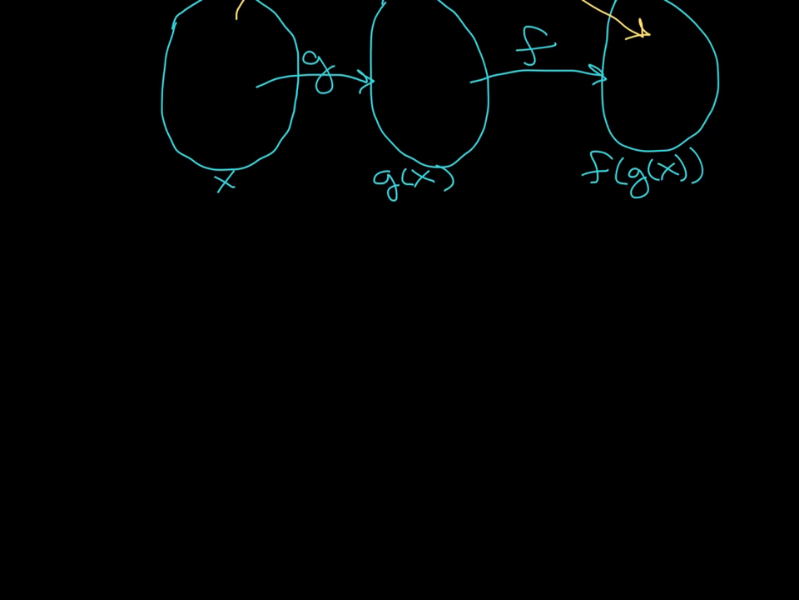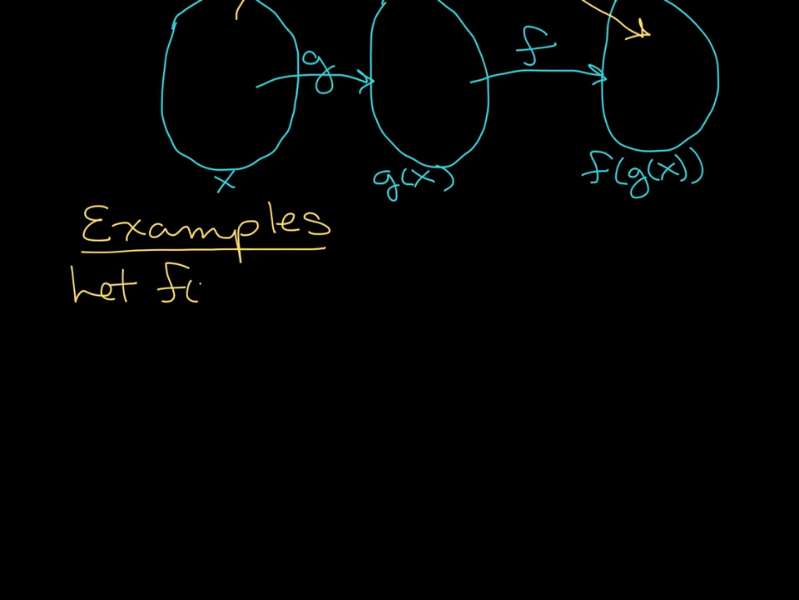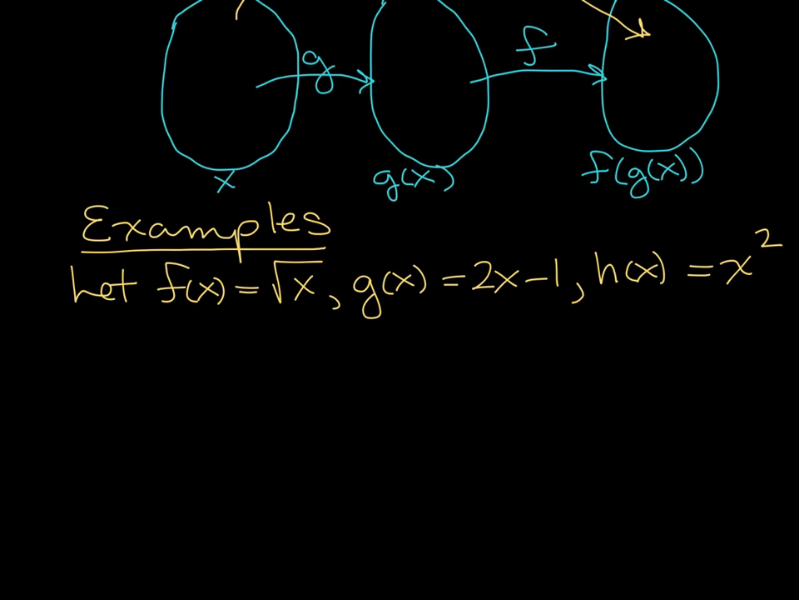So we'd like to do some examples. And in this example, we're going to let f of x equal the square root of x. We're going to let g of x equal 2x minus 1. And we're going to let h of x equal x squared.